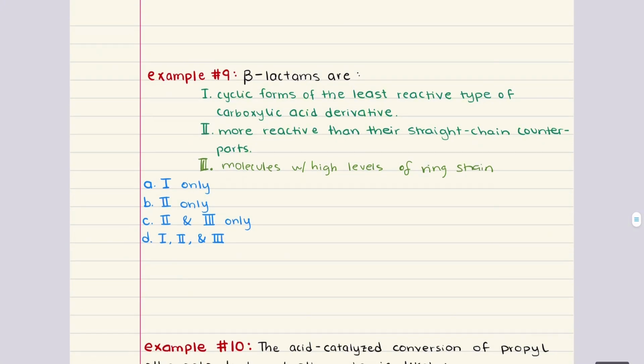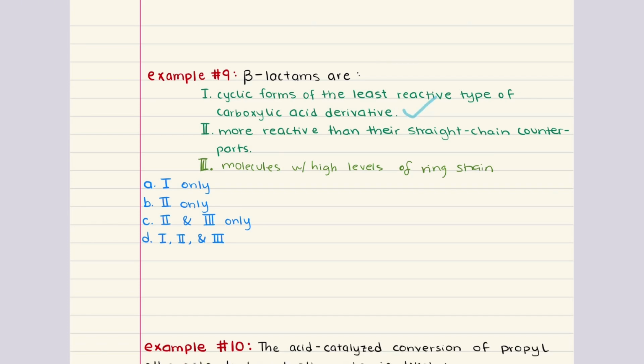Problem 9 says beta-lactams are blank. Statement 1 says cyclic forms of the least reactive type of carboxylic acid derivative. Statement 2 says more reactive than their straight chain counterparts. And statement 3 says molecules with high levels of ring strain. So first and foremost, beta-lactams are a type of amide, and amides are generally the least reactive carboxylic acid derivatives. So this makes statement 1 true.